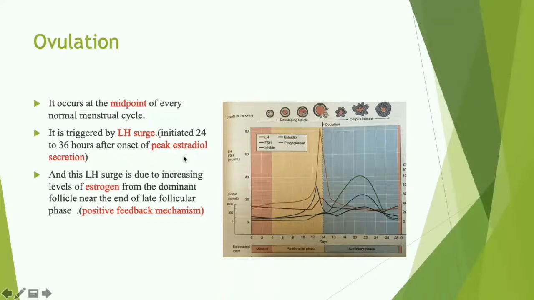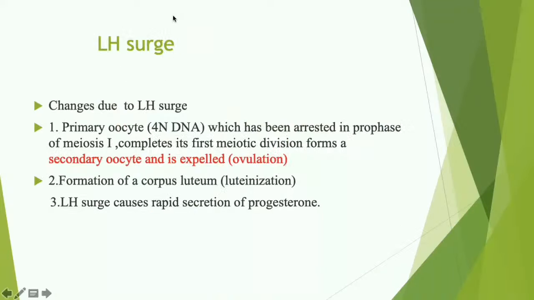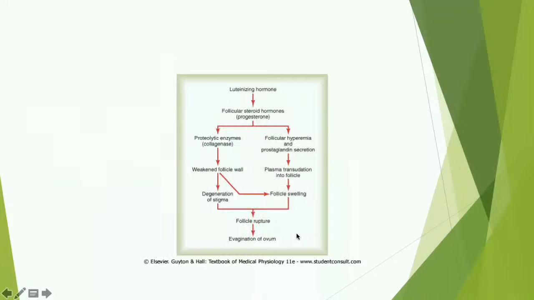Now you need to know what this LH surge causes. Three important functions. One, the prophase of meiosis 1, where the primary oocyte was arrested in this stage, so the first meiotic division is completed. So it forms a secondary oocyte which is going to be expelled during ovulation. Two, formation of the corpus luteum, or luteinization. And three, this LH surge causes a rapid secretion of progesterone, right? So these three important functions of the LH surge you need to mention, right?